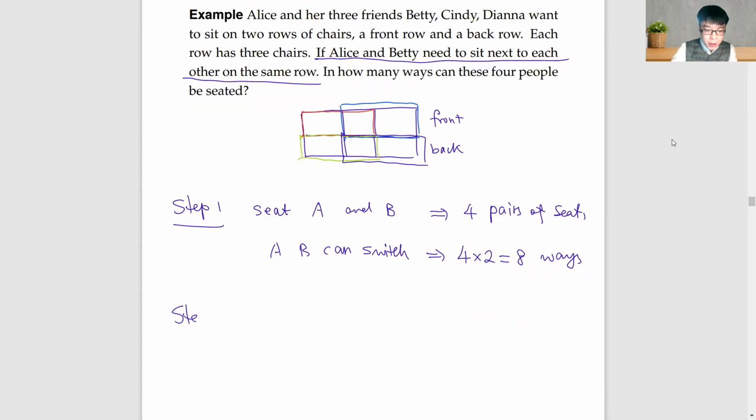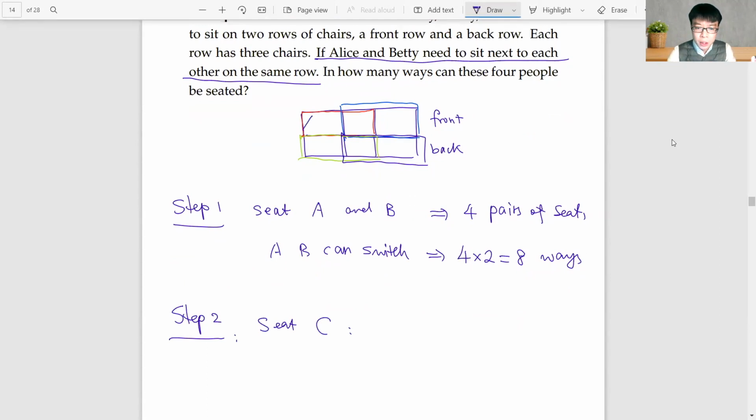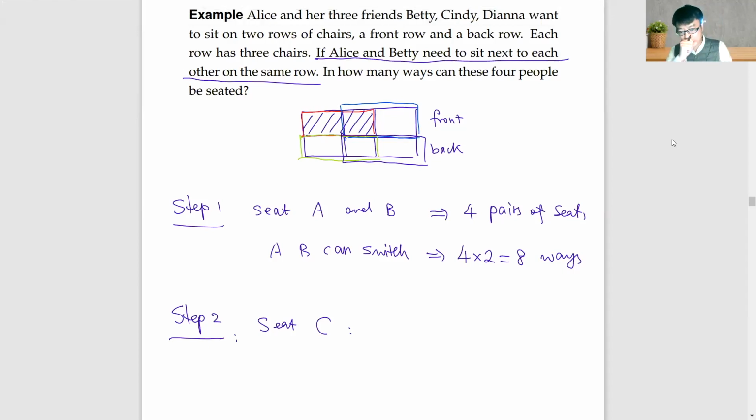Now, once A and B are seated, we consider the other people. We have Cindy and Diana, right? Let's see Cindy. For example, let me assume A and B are seated here. The occupied seats are 2. After that, we have 4 remaining seats. For C, she can sit anywhere. There are 4 choices, totally free. Four ways. And after that, we consider D. Once C is seated, there will be 3 remaining seats. So D will have only 3 choices.